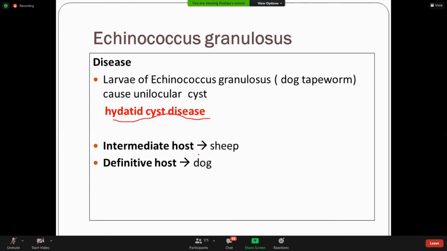So the intermediate host is sheep and the definitive host is dog. Sheep eat grass which is contaminated with dog feces carrying this parasite.